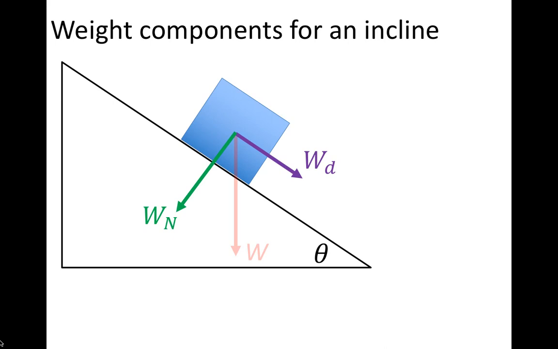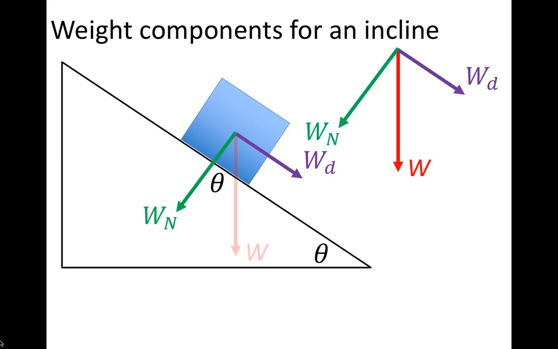The green arrow is going to represent the component that is acting into the incline, perpendicular or normal to the incline. So Wn stands for the normal component of the weight force. And as noted on the last slide, the angle between the weight and the normal to the surface direction, which we're going to call our y direction, is going to be the same as the ramp angle theta.